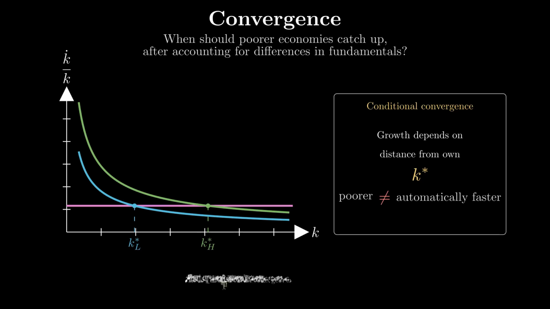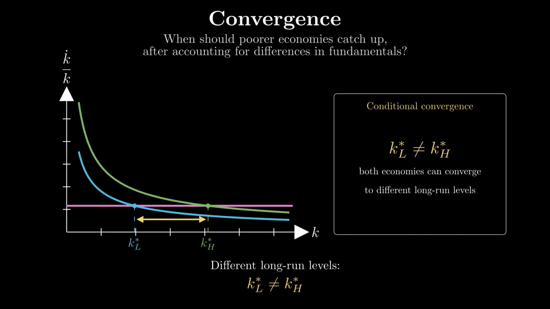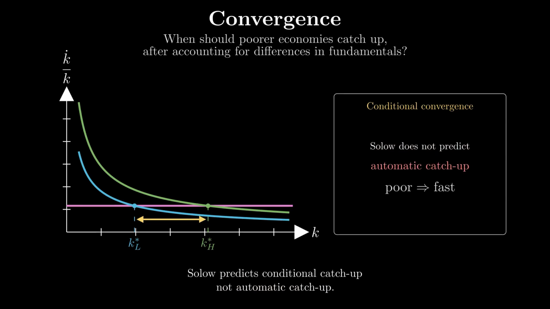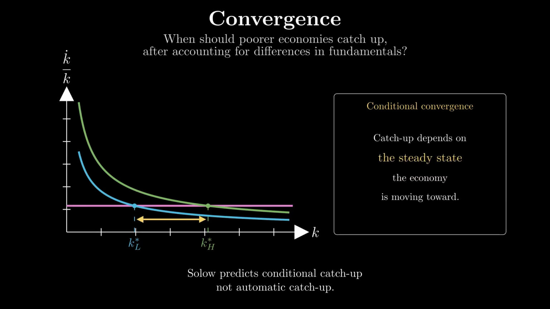And this is conditional convergence. In fact, economies can all converge, but converge to different long-run levels. So, Solow does not say every poor country automatically catches up. It says catch-up depends on the steady state that the economy is moving toward.